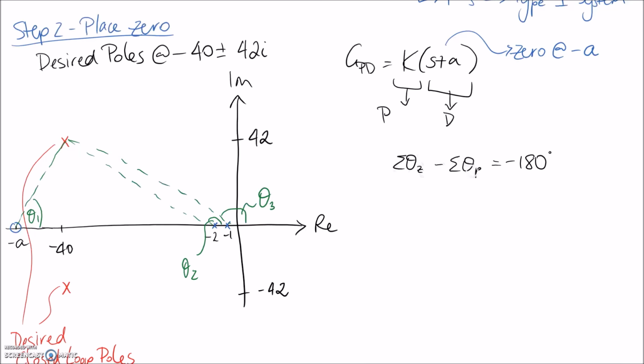So let's substitute into this equation the theta 1, 2 and 3 that we've just put on the diagram. So this one relates to the zeros, and this is the 0. This is going to be theta 1. And then we have 2 that we need to sum in here. We've got theta 2 and theta 3, which relate to the poles.